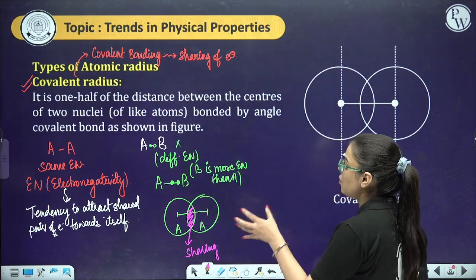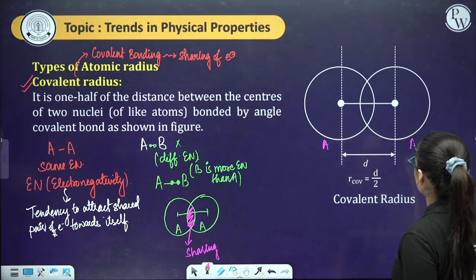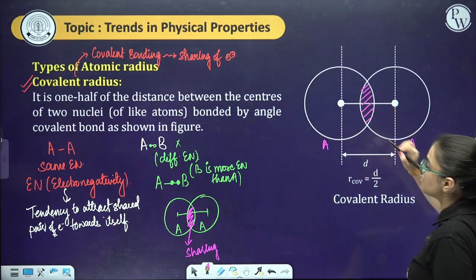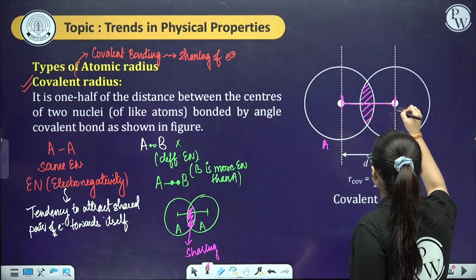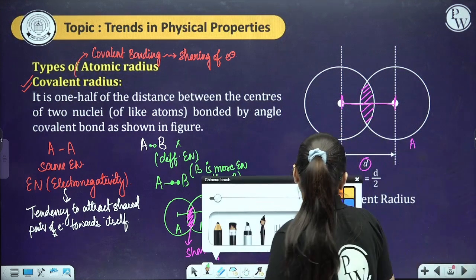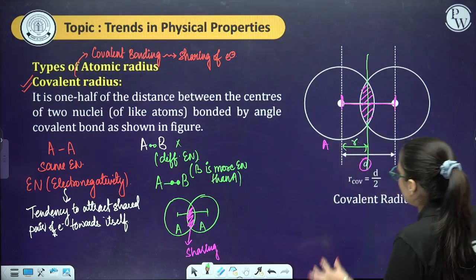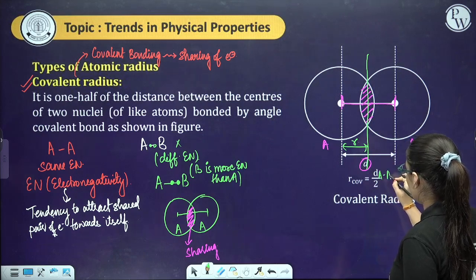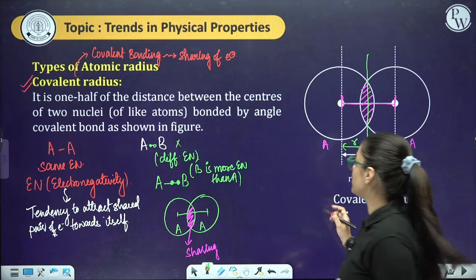So what is going to be the covalent radii? See, for example, this is your atom A, and this is another atom A. Both of them are sharing this region, so this is the sharing region of their electrons. Now what is covalent radii? You have to take the distance from one nucleus to the other and join them. This is basically D. When you take half of that distance D, you will obtain the radius R. This radius is basically the covalent radius, which comes out to be the distance between A and A divided by 2. Okay.